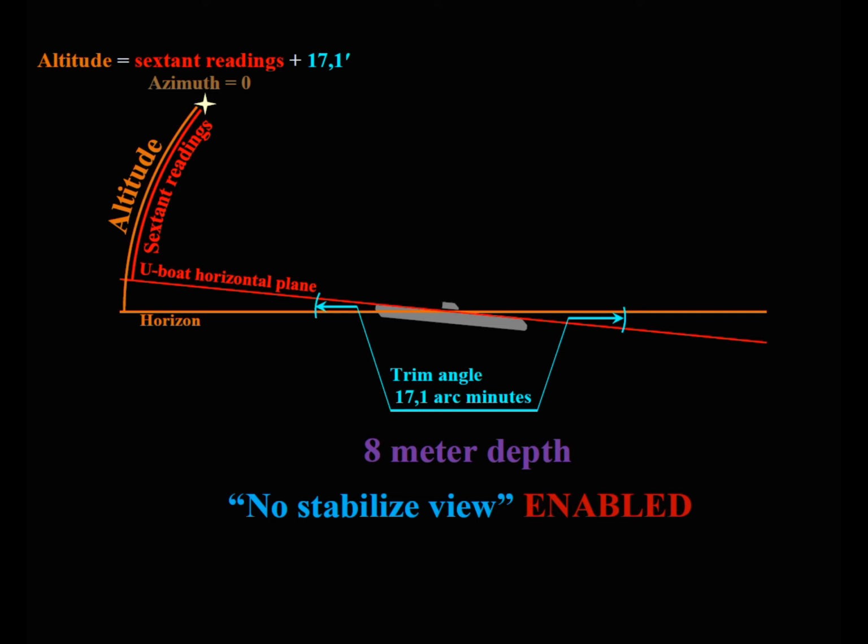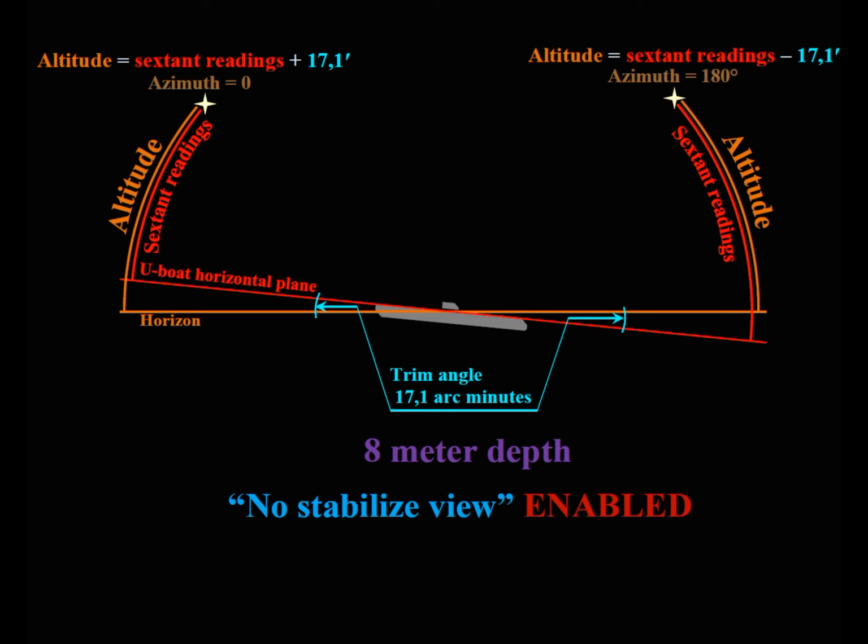Do not confuse azimuth and true azimuth. Here we mean azimuth, which is the angle between your heading and the direction of the star. If the azimuth is 180 degrees, then subtract 17.1 arc minutes from the sextant reading. If the azimuth is 90 or 270 degrees, then the sextant readings correspond to the altitude of the star.